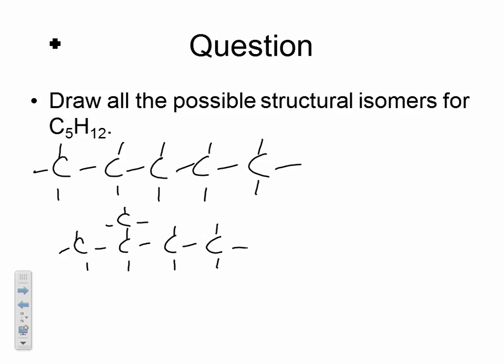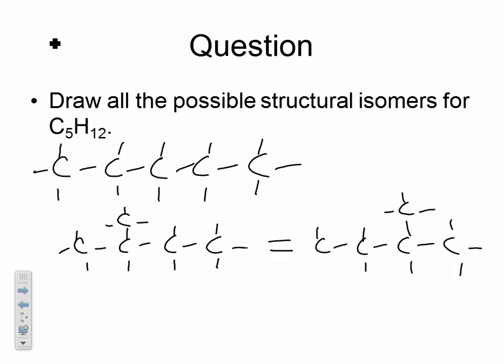There's only one more possible structural isomer for C5H12. There's actually only 3 in total. But before we talk about the third, I want to point out that the second isomer here, you can also draw it like this: 1, 2, 3, 4, and put the 5th carbon at this position.